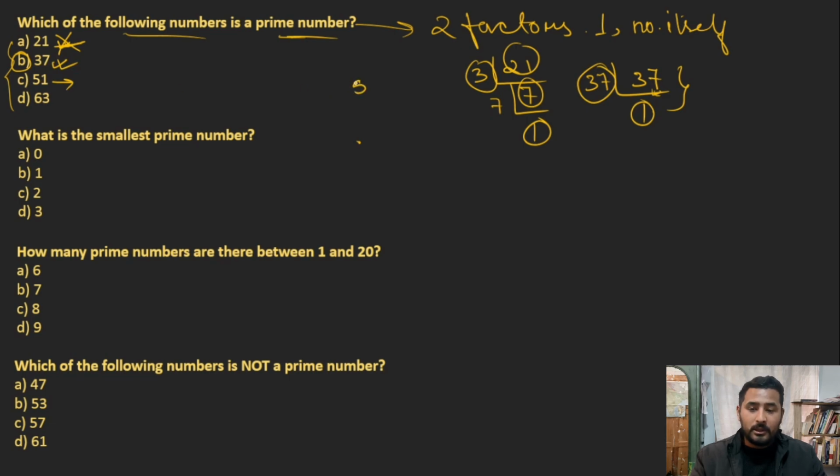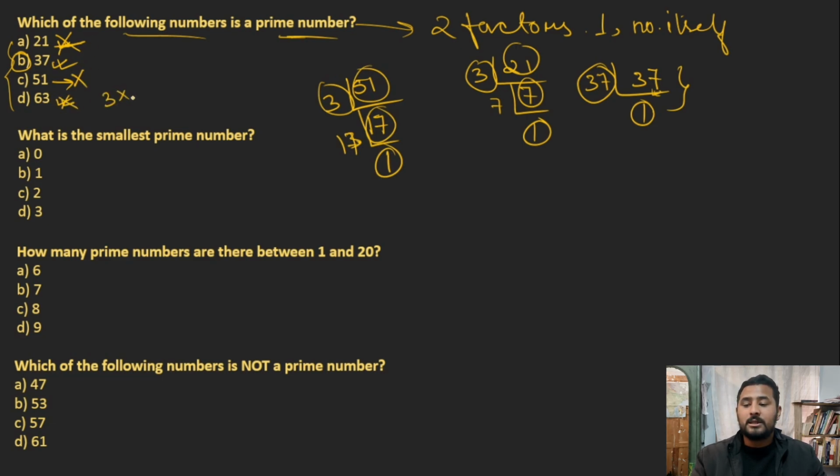51, can 51 be divided by other numbers? Yes, if you go with 3, if you start factorization of 51, 3 into 1 is 3, then 3 into 17 is 51. Can you see 1, 2, 3, 4 factors? So it is not a prime number. The same way 63 is also not a prime number. Why? Because you can multiply 3 into 21, then you have 9 into 7. From here only you can see 1, 2, 3, 4 factors already. So 63 is also not a prime number. So our answer will be option number B, that is 37.